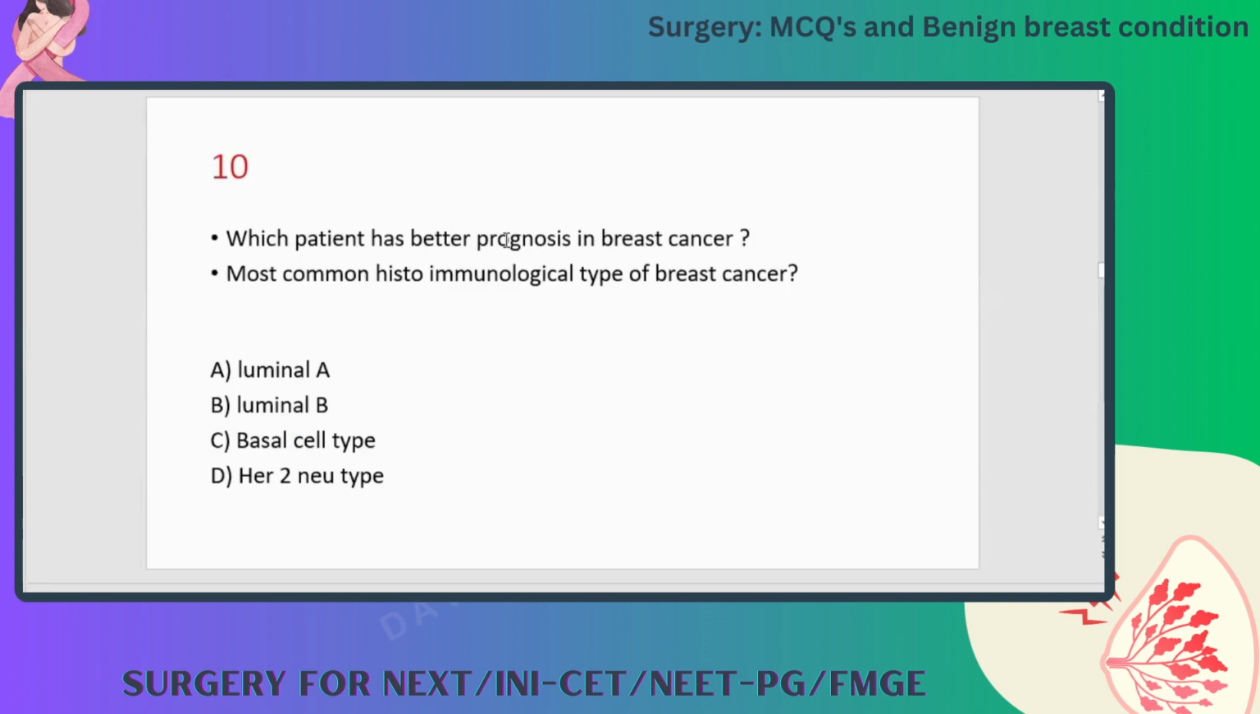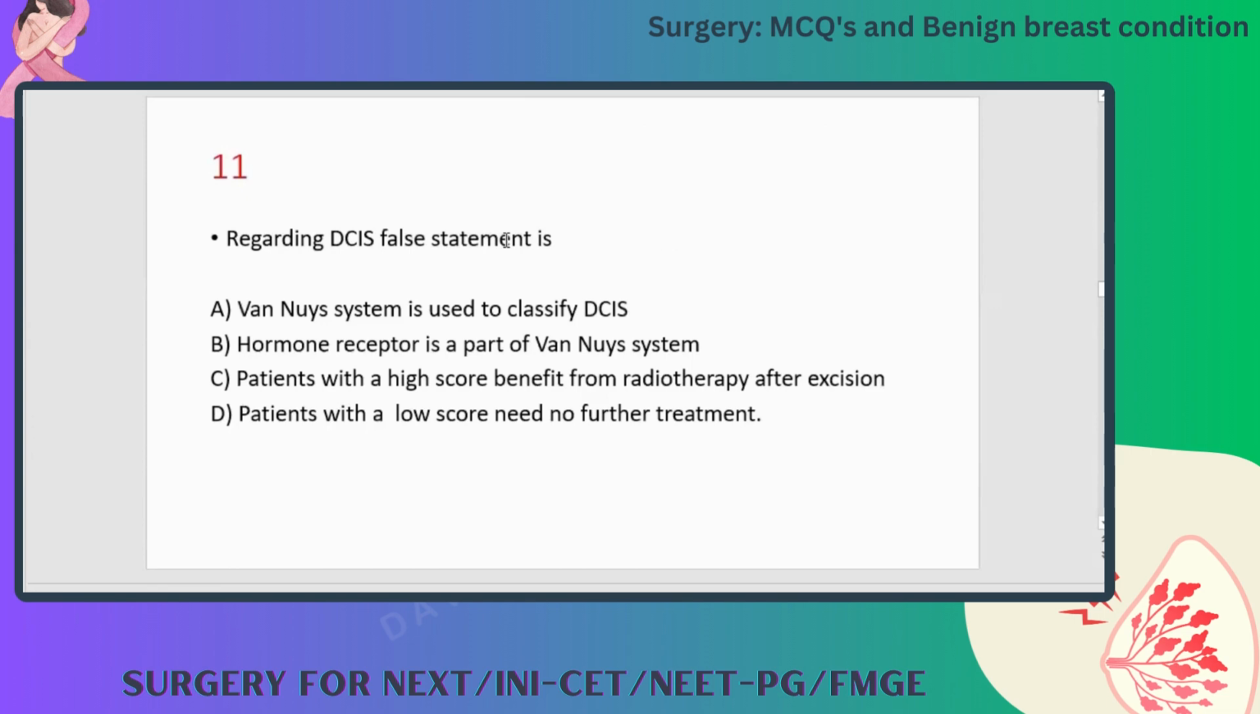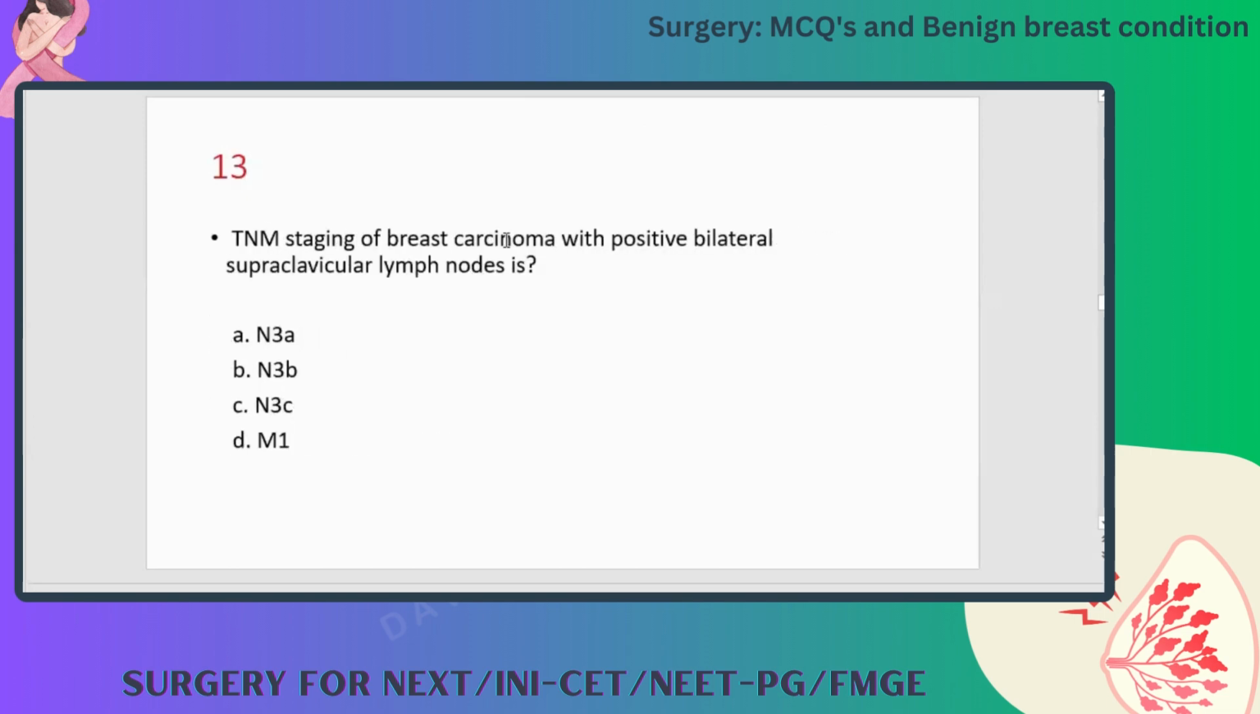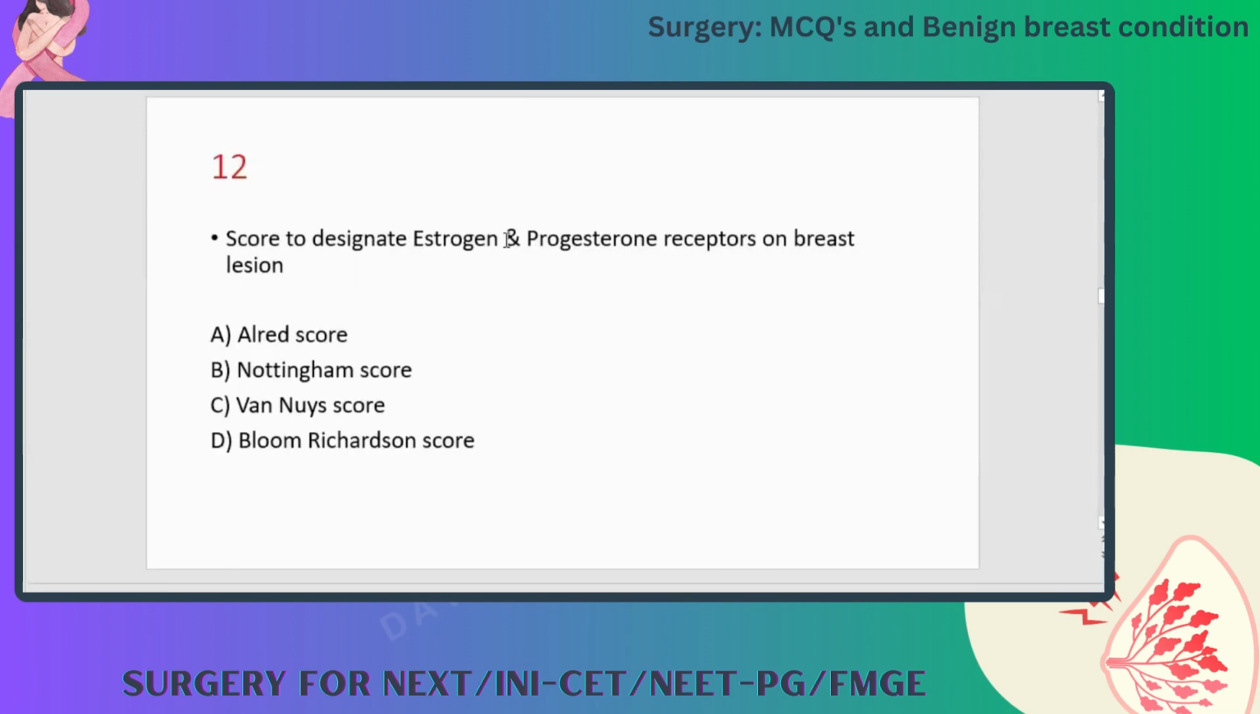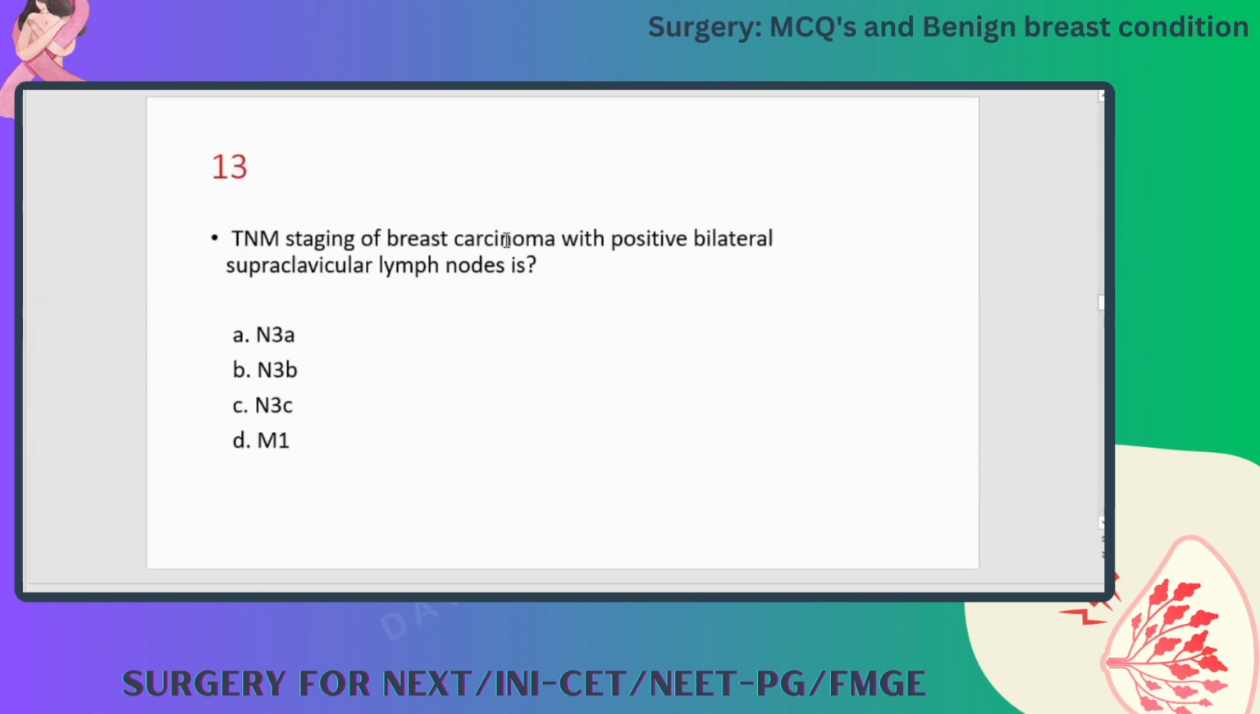Luminal A. Option A. This is for people who prepare for NEET also simultaneously. There is a score for estrogen and progesterone receptors on breast. This is known as the Allred score. Option A, Allred score for estrogen and progesterone receptors. I was discussing this for premenopausal and postmenopausal.